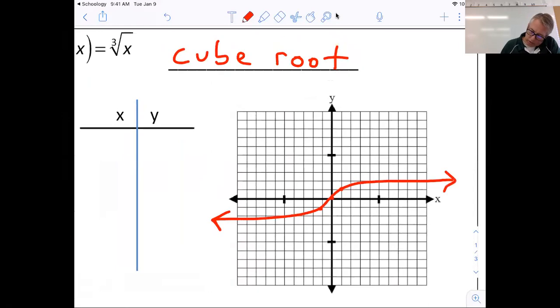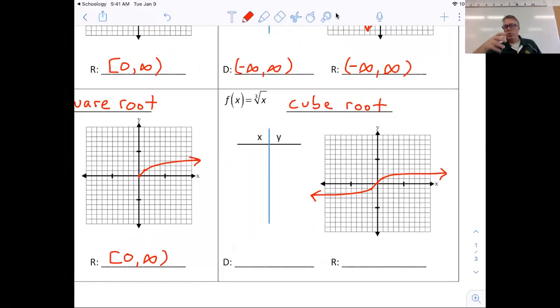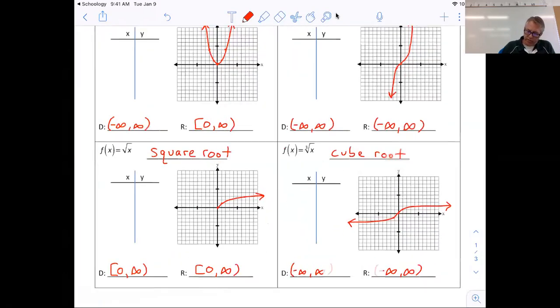And the cube root function has a basic shape like that. It's kind of like x cubed, you know, twisted on its side. And so its domain will be all real numbers, and its range will be all real numbers. So its domain is from negative infinity to infinity, and its range is from negative infinity to infinity.